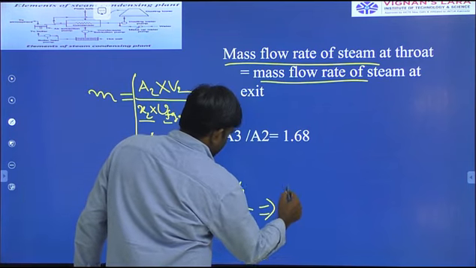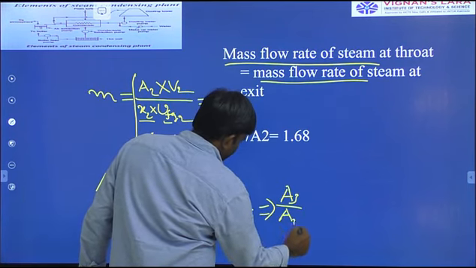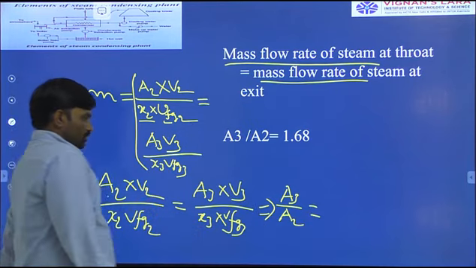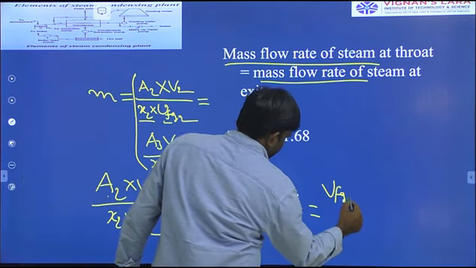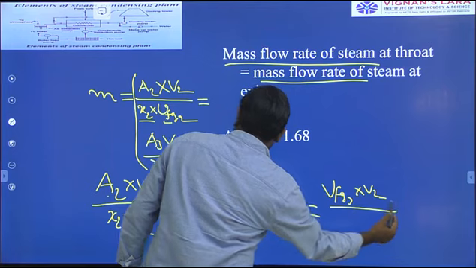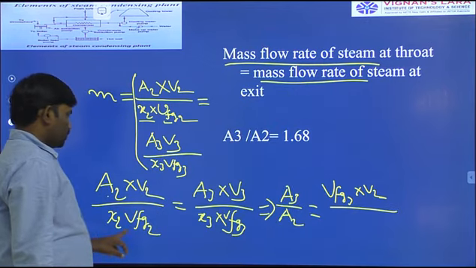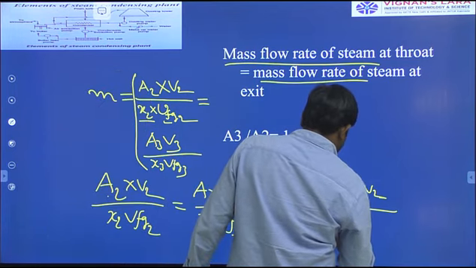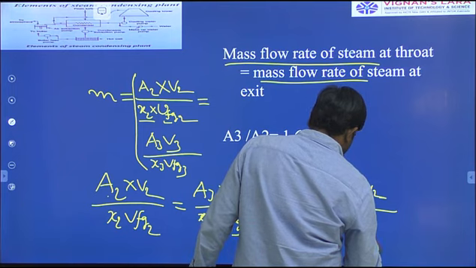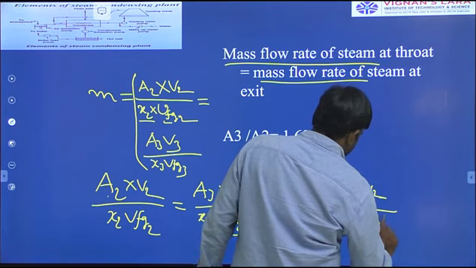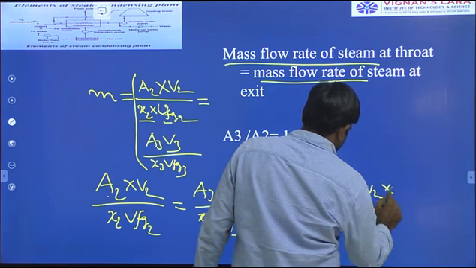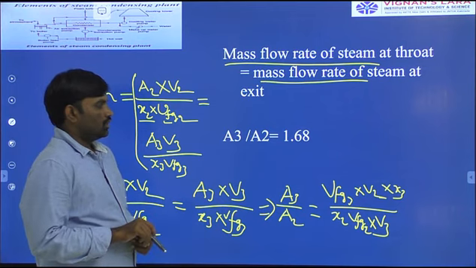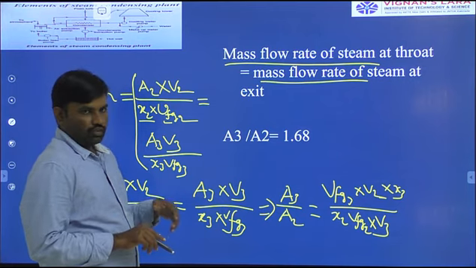Okay, from this relation, A3 by A2 is equal to VFG3 into V2 divided by X2 into VFG2 into V3. Here also you have to multiply with the dryness fraction X3. Okay, all values are known values.